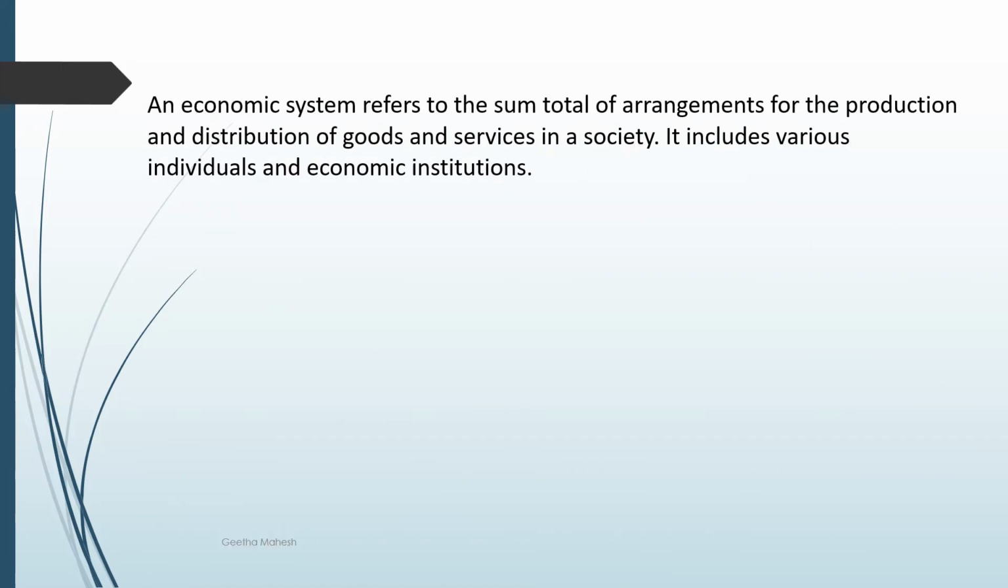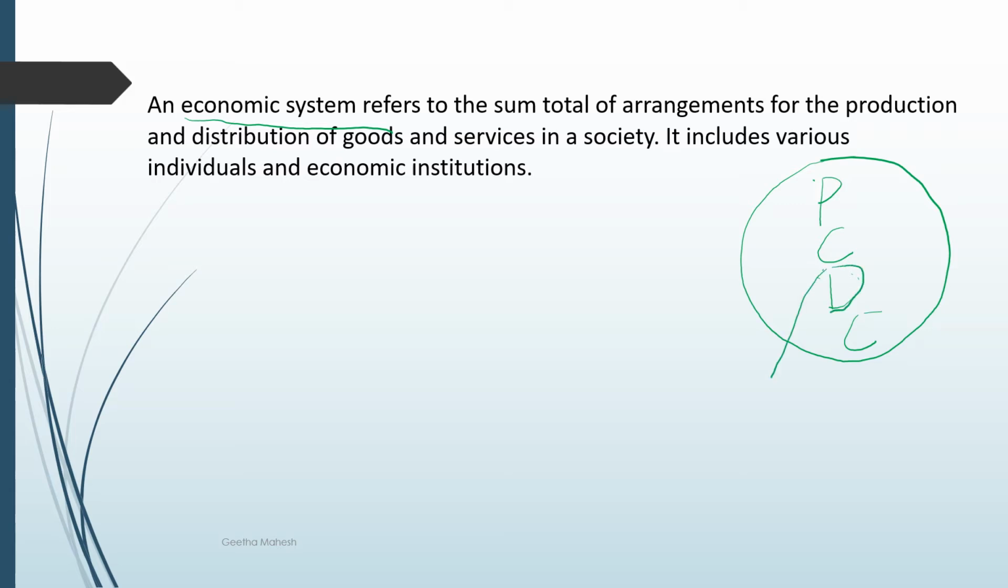Dear students, now let us discuss organization of economic activities under different economic systems. What do you mean by economic system? We can say that it is a boundary or a set of arrangements where we undertake economic activities like production, consumption, distribution and exchange. These we call economic activities. In this boundary or in this society, there will be individuals as well as economic institutions.